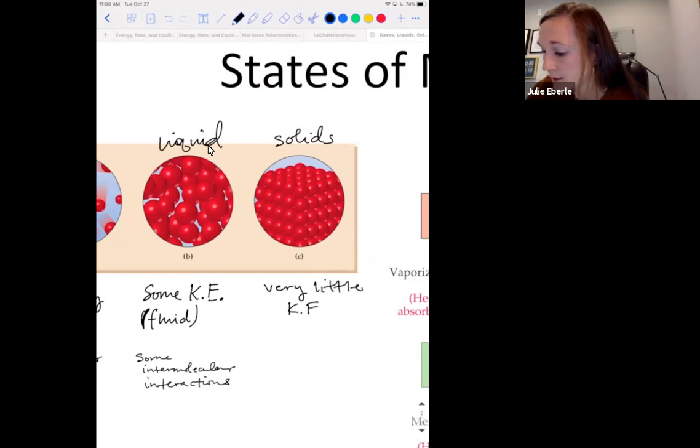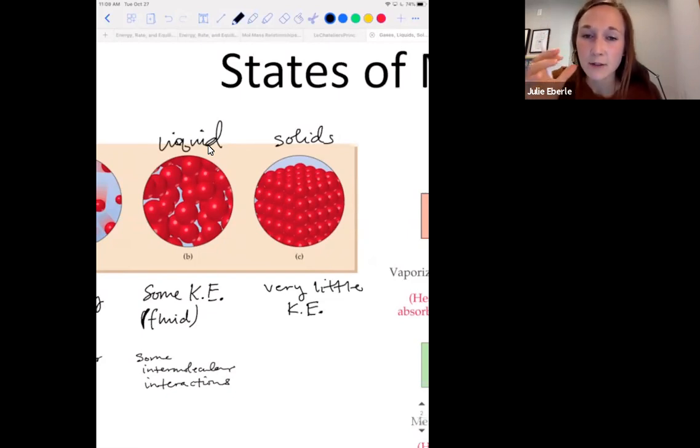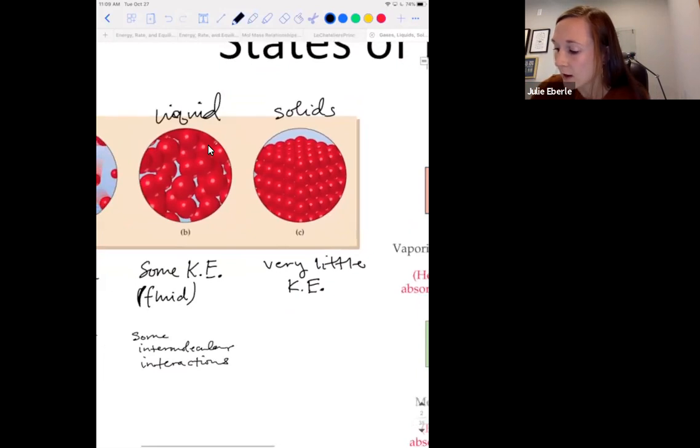So they have very little kinetic energy. It doesn't mean they have no kinetic energy. Oftentimes, molecules in solids are described as vibrating. So they do have energy, it's just that they're not flying around the way gas molecules are. So very little kinetic energy. They are held in place. They are ordered.